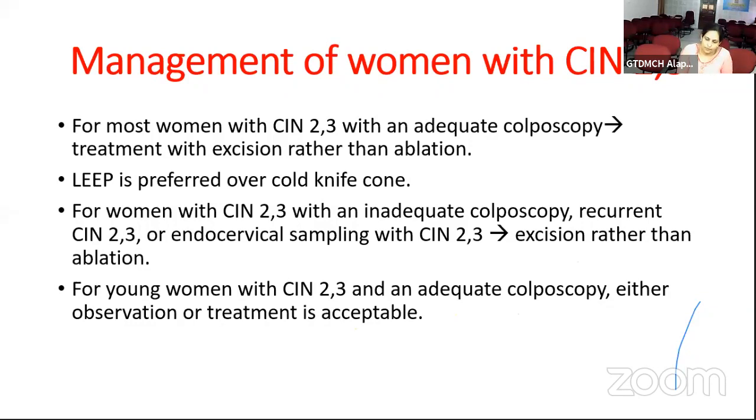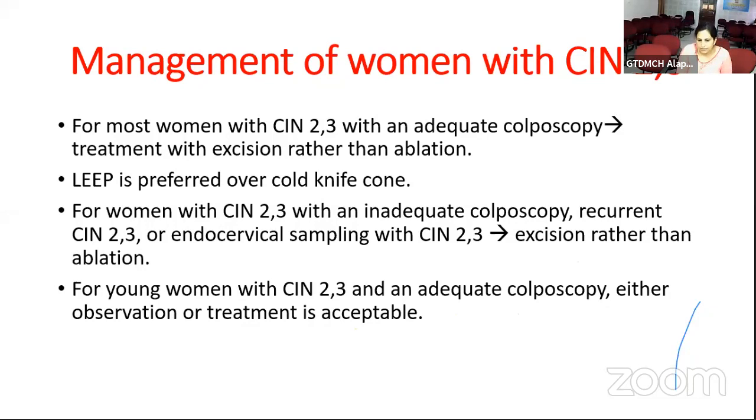Now, management of women with CIN2 and 3. For most women with CIN2 and 3 with an adequate colposcopy, treatment with excision rather than ablation is preferred, because you have to examine the margins of the excised tissue, so that you can see whether it is completely excised or there is residual disease inside the cervix. LEEP is performed over cold knife conization.